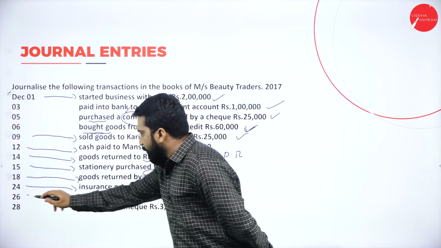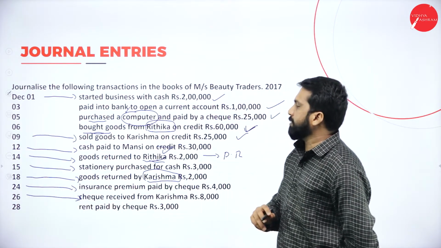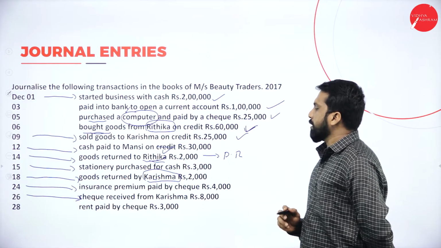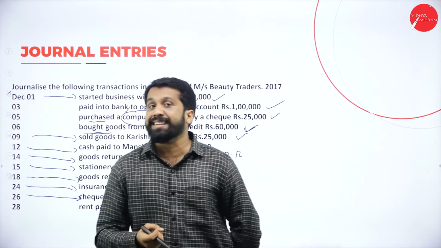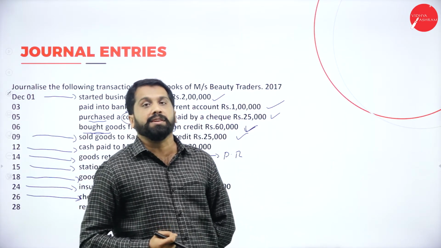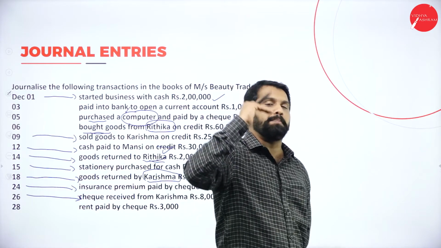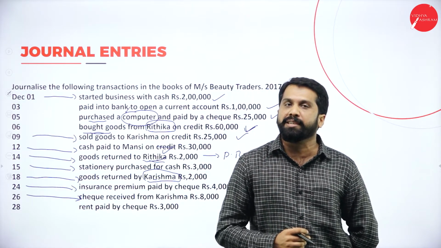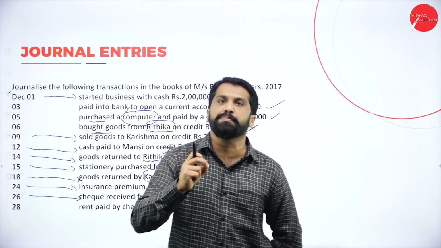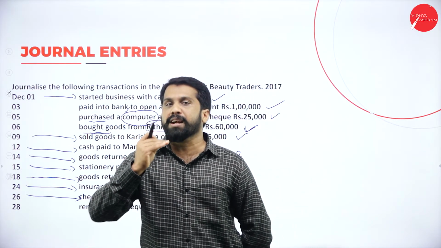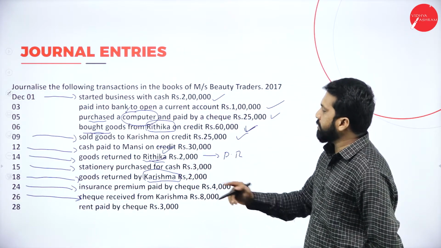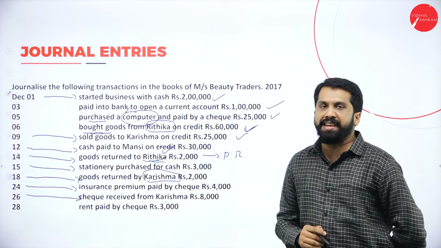Next one, 26th December. Now, check received from Karishma. Now, from Karishma, you have collected a check. So, it is nothing but received. Received means what? Check will be up. But do we call it check? No. We call it what? Bank. We call it bank. Now, bank account debit to Karishma account. What is the amount? It is December 26. The amount is 8000.